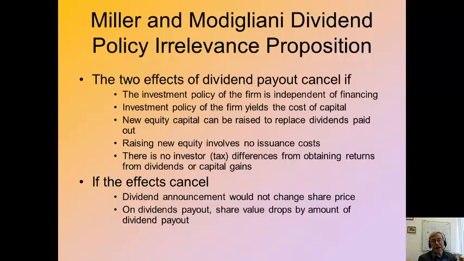If there's no investor tax differences from obtaining returns to dividends and capital gains, so there's no tax policies that would give investors a preference for receiving future capital gains versus receiving present dividends. So if these rather restricted conditions apply, then the effects cancel. The effect of immediate payout with the effect of dilution. If the effects cancel, then dividend announcements by the board of directors of a firm that it was going to pay dividends in this period and what those dividend amounts would be, those dividend announcements would not change share price. And on dividend payout, the share value would drop by exactly the amount of the dividend payout.